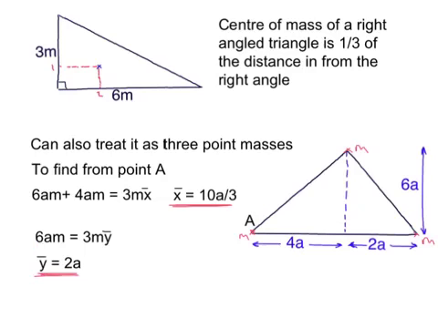Here, y bar, so we're looking vertically. I've only actually got this mass acting vertically, 6 along, so that's 6 times m is equal to the total mass of 3m times y bar. Divide those and you get y bar is 2a. And again, we see, look, a third of 6a.